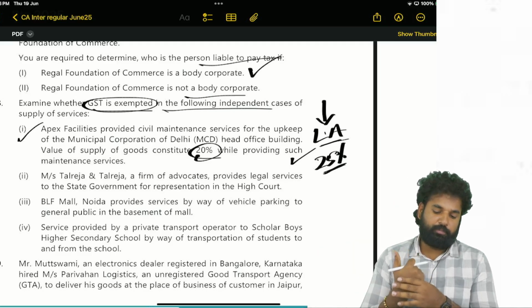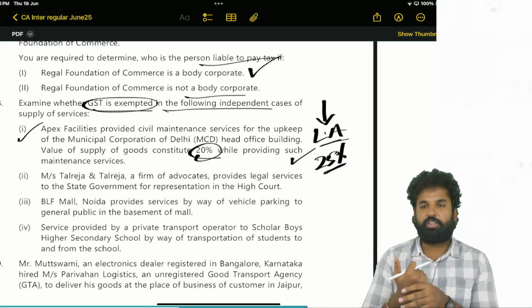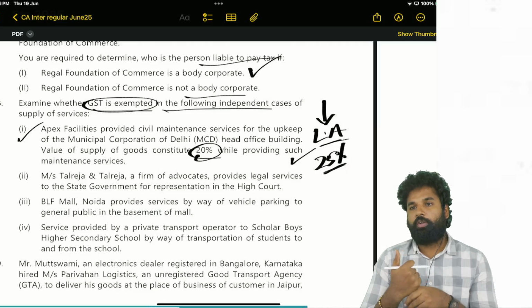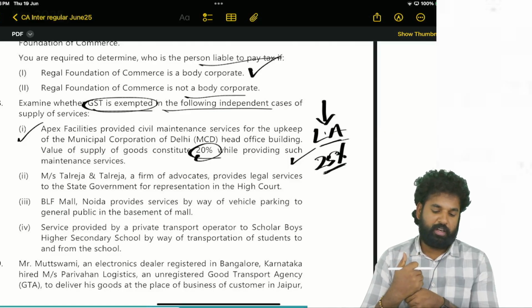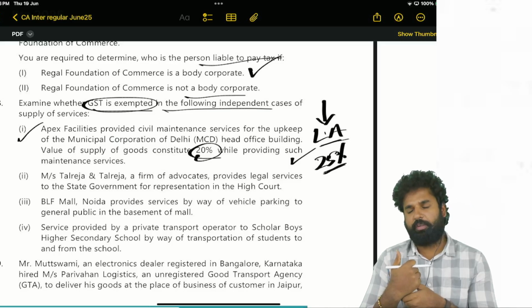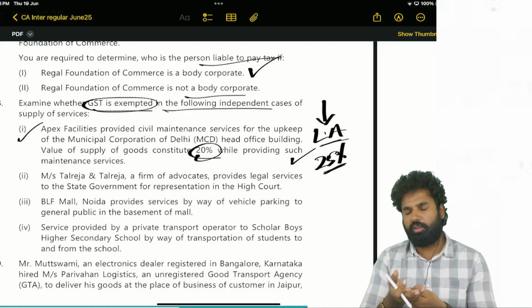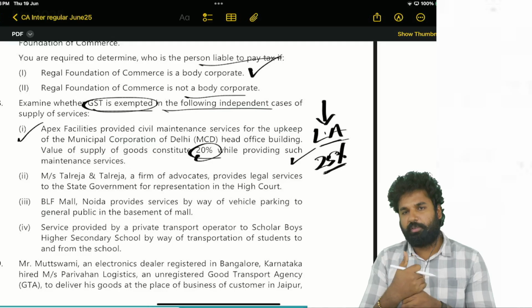Talreja and Talreja, a firm of advocates, provides legal services to the state government for representation in High Court. Legal services provided to state government, exempted. Okay. Next, BLF Mall, Noida, provides services by way of vehicle parking to general public. Vehicle parking services, wherever we have seen, nowhere it is there in exemptions.